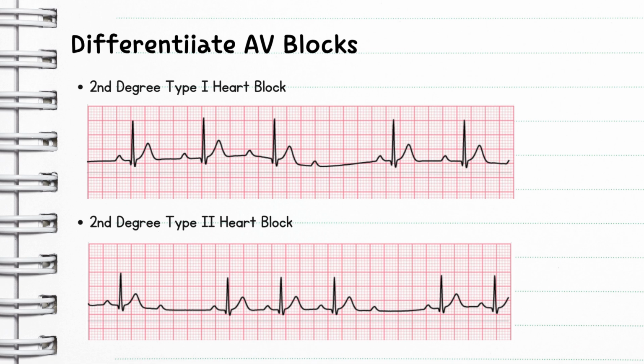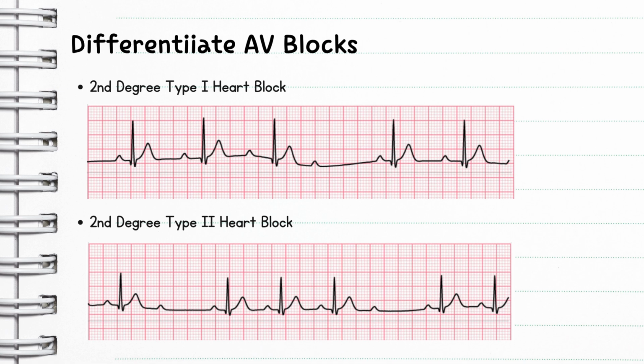So unlike with type 1, the dropped beats in type 2 are unpredictable and just randomly occur. The PR interval remains the same before and after the dropped beat. Remember that. It is a little bit more serious and concerning because it often indicates a more significant problem with the conduction system, particularly below the AV node. It can progress into a more serious block, like a type 3 complete block, and it typically requires treatment such as a pacemaker.